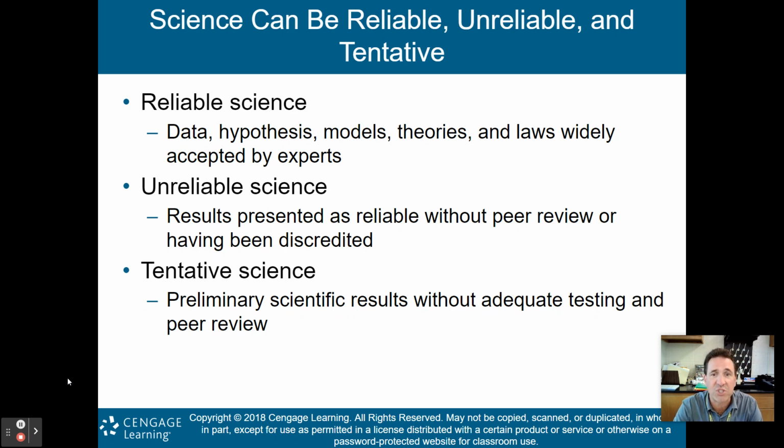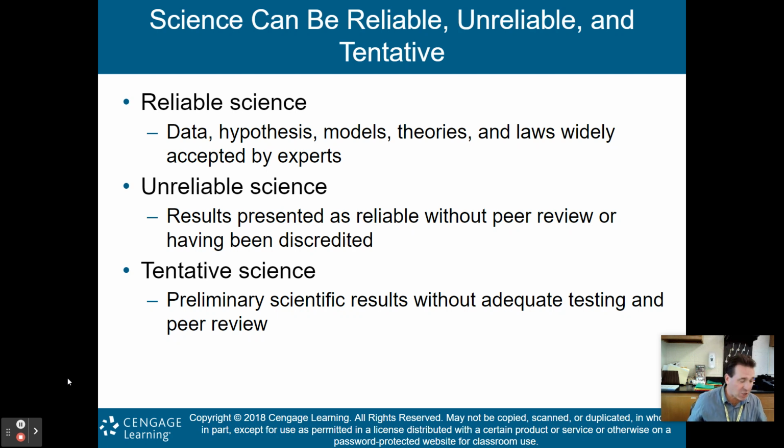Unreliable science is results presented as reliable, but without peer review, or maybe they've been discredited. Tentative science is preliminary scientific results without adequate testing and peer review, right? So tentative science is probably the worst, and unreliable science is kind of in the middle. Obviously what we want to get to is reliable science, which has data, hypotheses, and models that have been tested and peer reviewed over and over again, and have proven, at least so far, to be accurate. Unreliable science doesn't necessarily have the peer reviews, and tentative science really doesn't have peer reviews or any type of adequate testing.